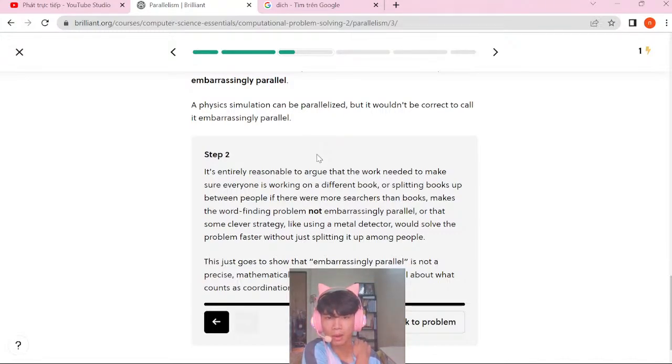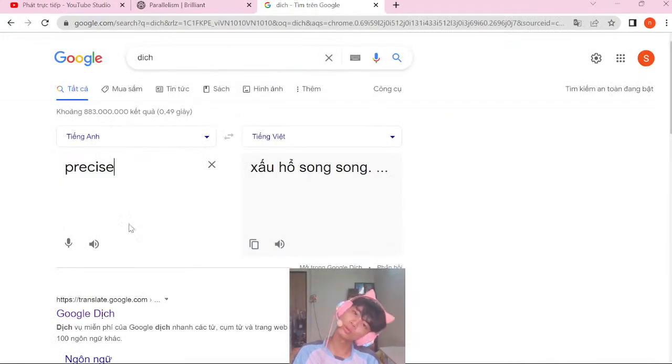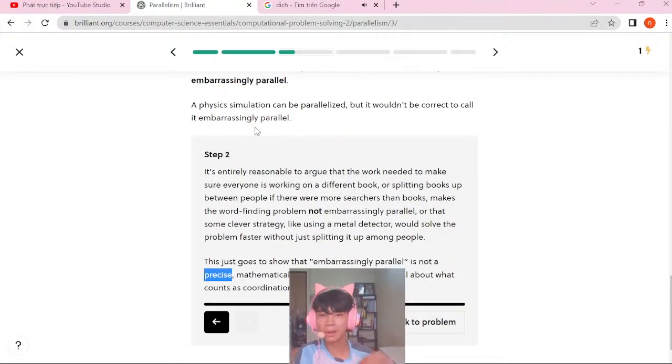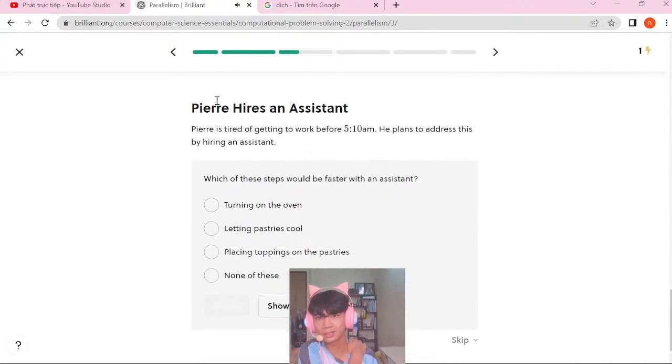embarrassingly parallel is not a precise mathematical definition. It's a judgment call about what counts, and I don't understand what the fuck is this.